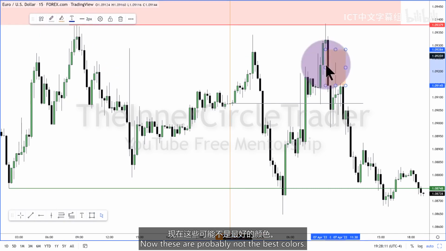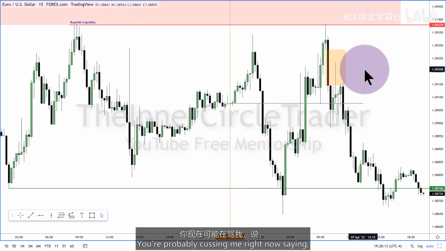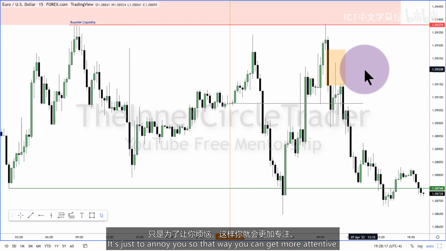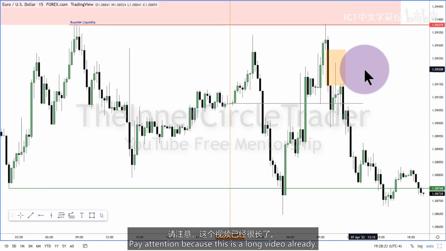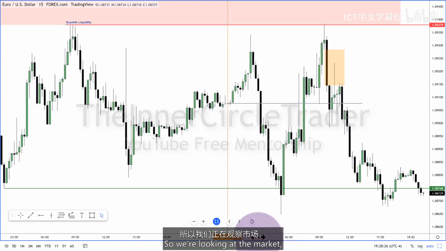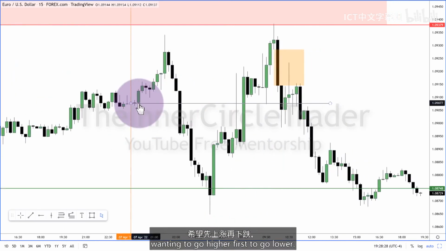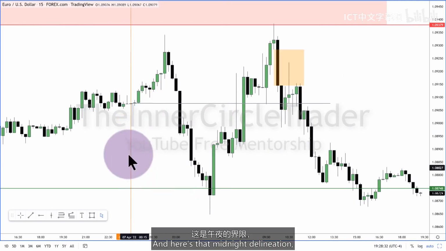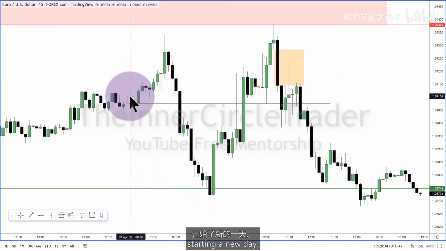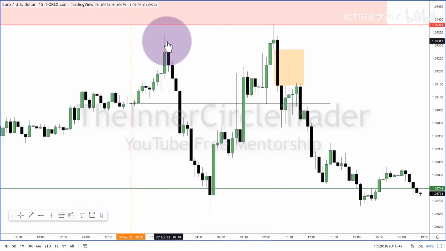We'll just use this color here. Now, these are probably not the best colors. You're probably cussing me right now, saying, why are you using these ugly colors, ICT? It's mainly just to annoy you so that you get more attentive and pay attention, because this is a long video already. So we're looking at the market wanting to go higher first to go lower. And here's that midnight delineation, starting a new day. We rally up and then we break down.